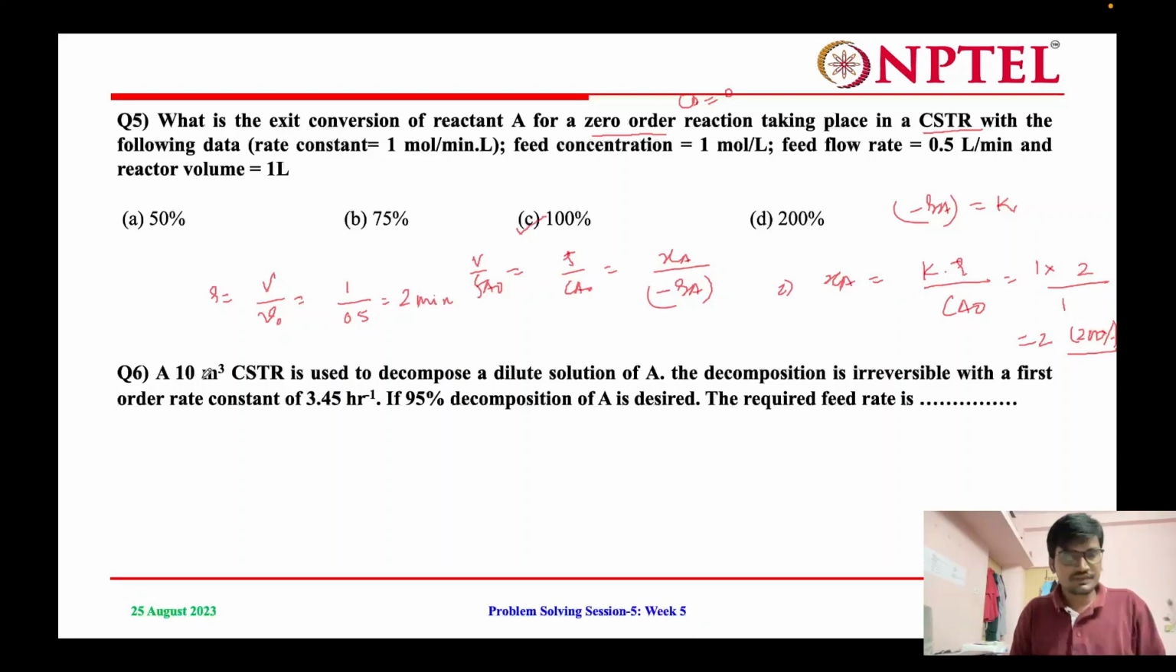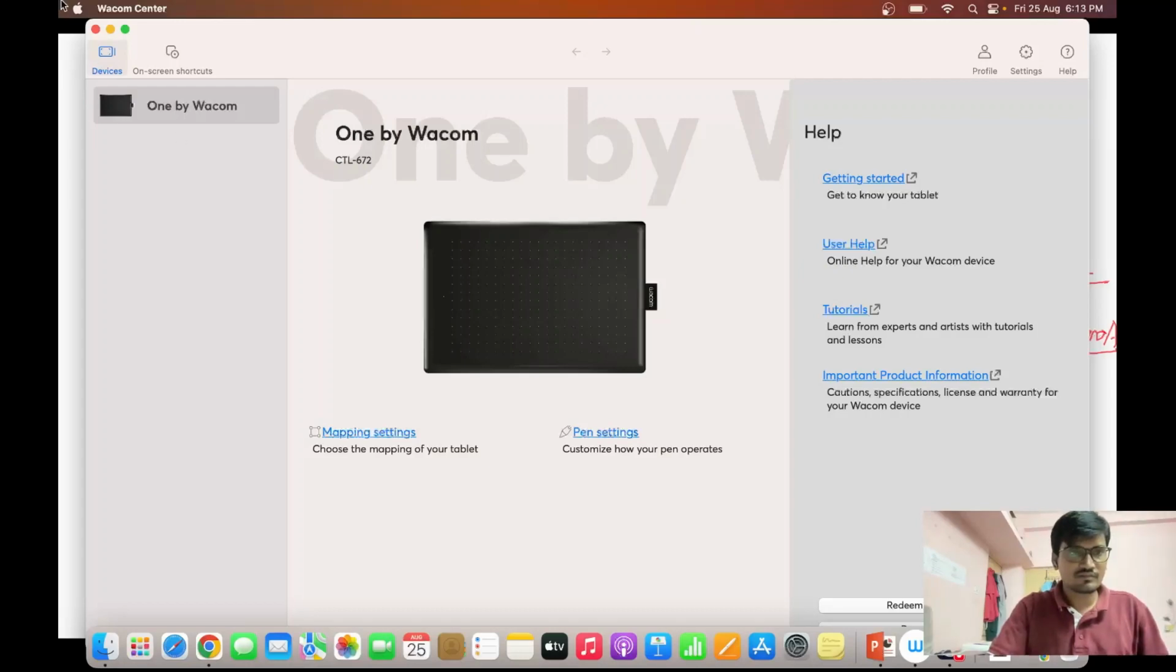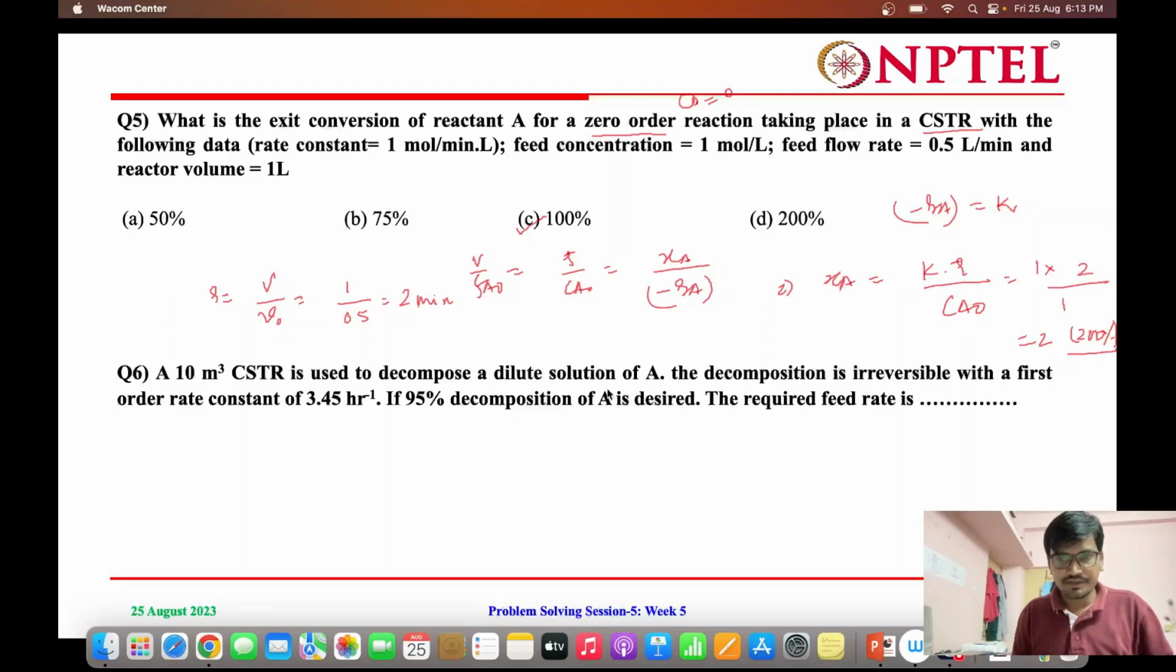Question 6. A 10 meter cube CSTR is used to decompose a dilute solution of A. The decomposition is irreversible with a first order rate constant of 3.45 hour inverse. If 95% decomposition of A is desired, the required feed rate is.